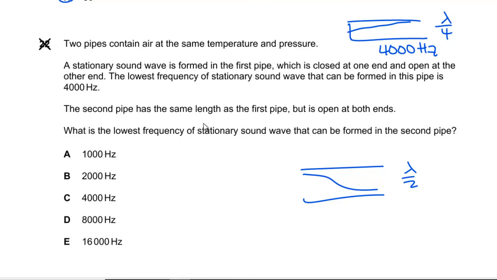Right, so the fact we're fitting half a wavelength in there, so we've dropped the wavelength by a half, so the frequency must have doubled. So we must have 8,000 hertz.